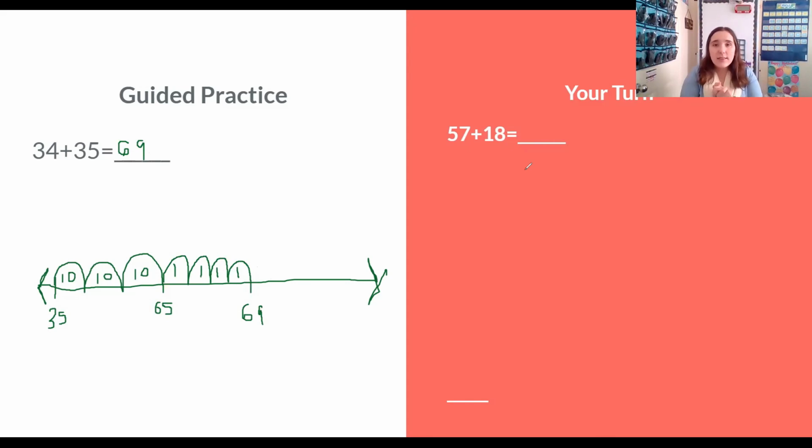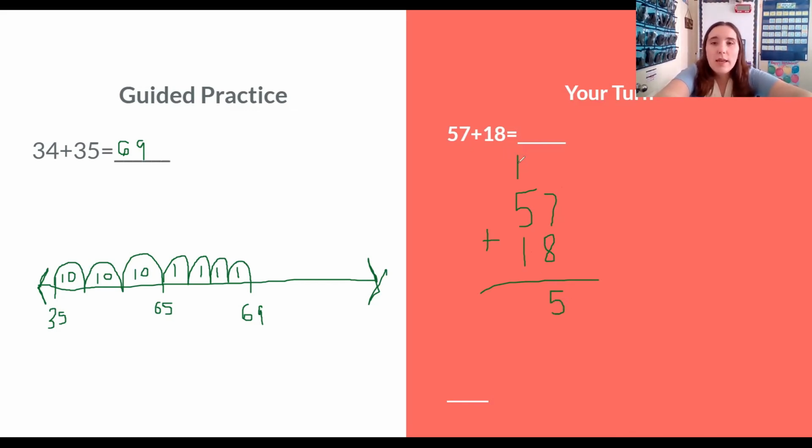Okay, I'm just going to stack these up for this one. So 57 plus 18. I know 7 plus 8 is 15. So that's 5 ones here, and then I'm going to regroup my 10. Now I have 1 ten plus 5 tens plus 1 ten. And I know that's 7 tens. So my answer is 75. Okay, let's go practice a little subtraction.